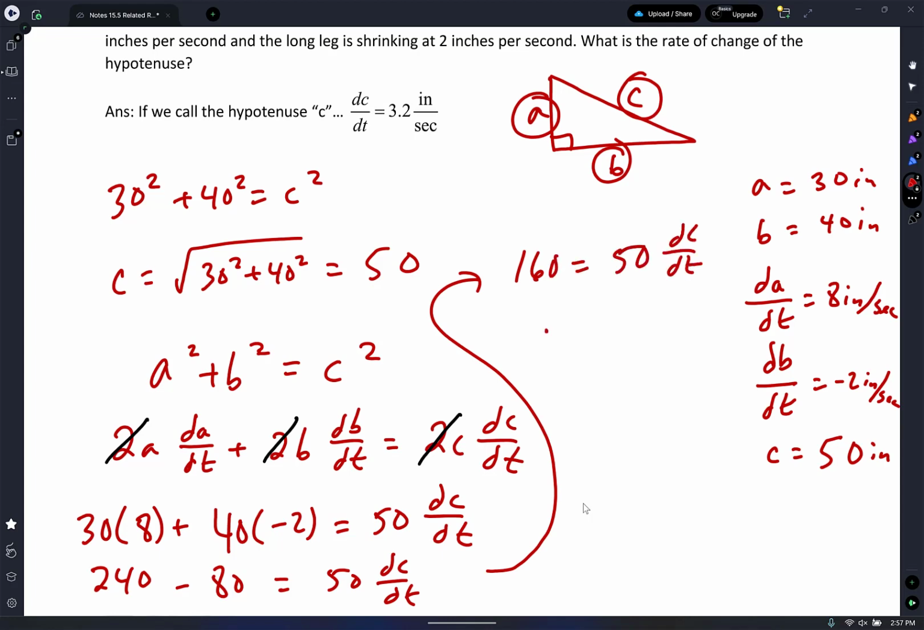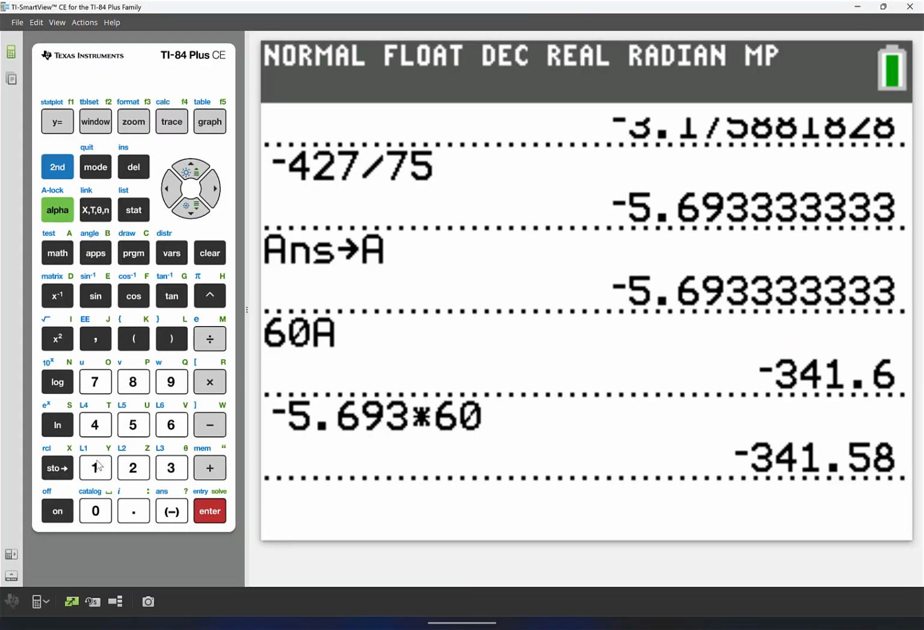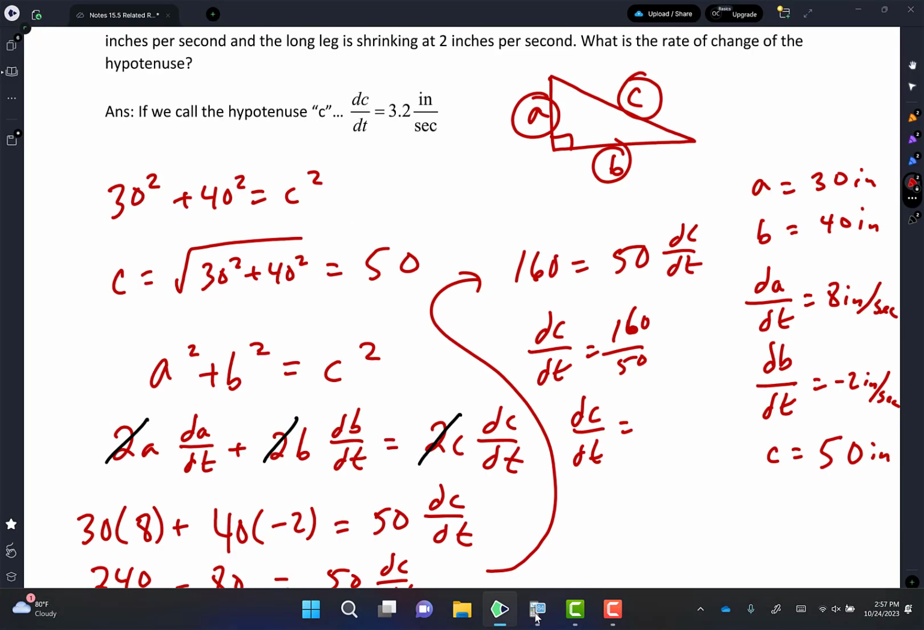And then divide by 50. So dC/dt equals 160 divided by 50. Let's make sure, 160 divided by 50. Yeah. 3.2 inches per second.